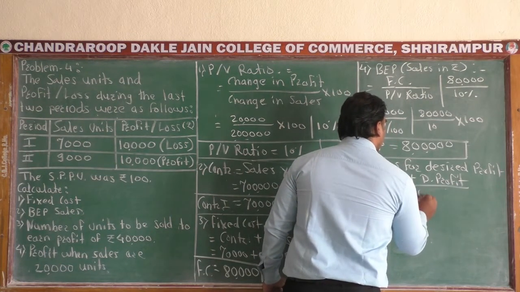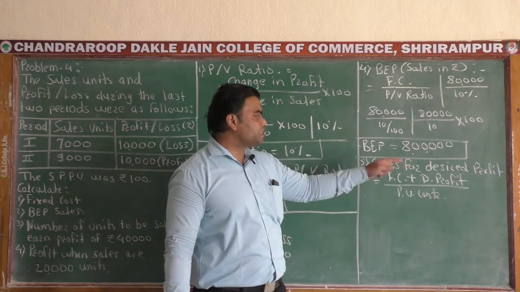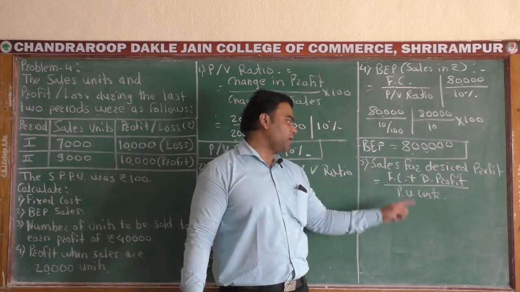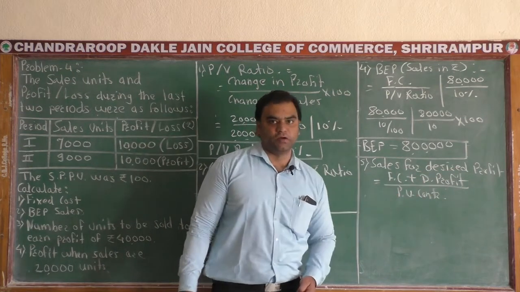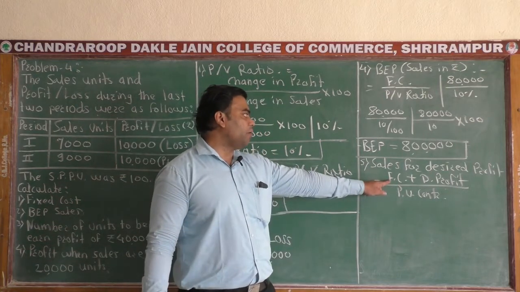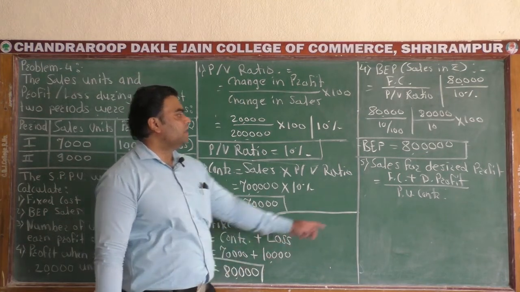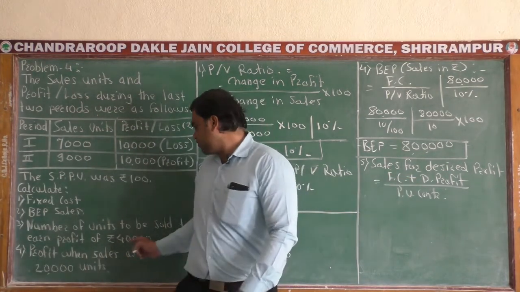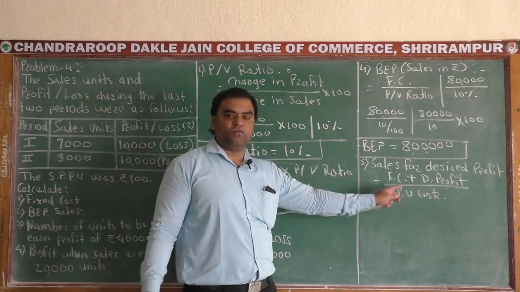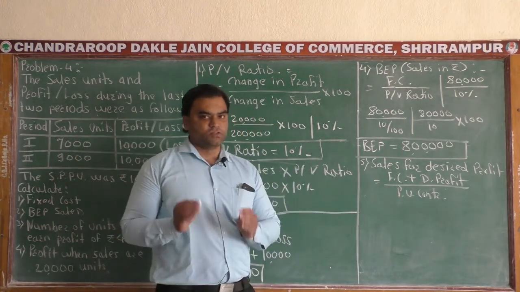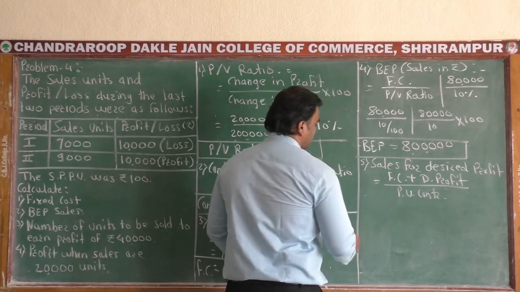Per unit contribution. We are calculating sales in units for desired profit. So the formula is fixed cost plus desired profit upon per unit contribution. Here we have the amount of fixed cost, which is 80,000. We have desired profit, which is 40,000, but we do not have the amount of per unit contribution. So let's start calculating the amount of per unit contribution.